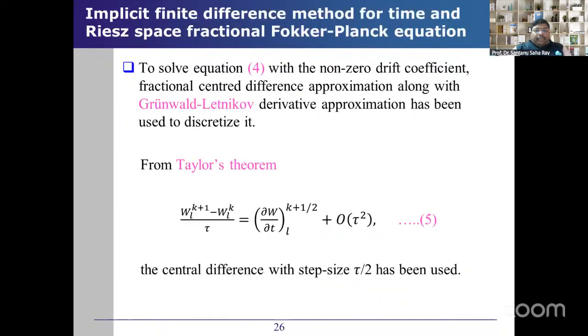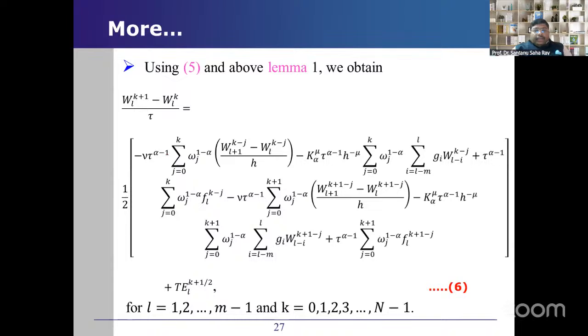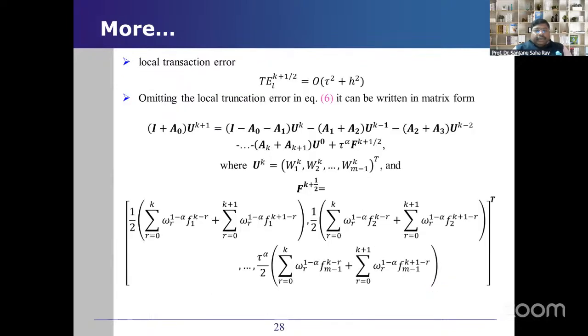Now, to solve equation 4, again we shall discretize the spatial domain, and here we shall consider a non-linear drift coefficient, and we shall approximate the Riesz fractional derivative by the fractional central difference approximation. The order of the approximation is second order, and I have discretized the time derivative also by central difference approximation given by equation 5. So using equation 5 and lemma 1, I have obtained equation 6. This is the implicit finite difference equation. And here the truncation error is order of tau square plus h square.